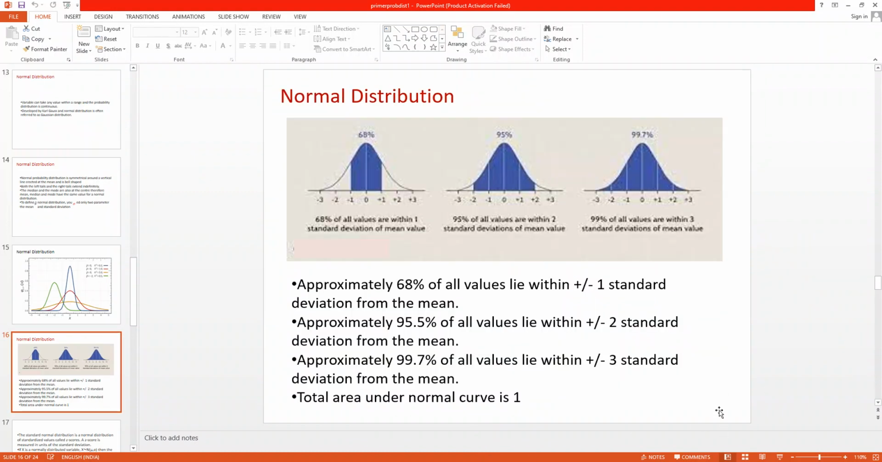Now, one thing to keep in mind, which is important, is that about 68% of the values lie within plus 1 and minus 1 standard deviation. 95.5% lie within plus minus 2 standard deviations, and 99.7% within plus minus 3 standard deviations. And the total area under the normal curve is 1.